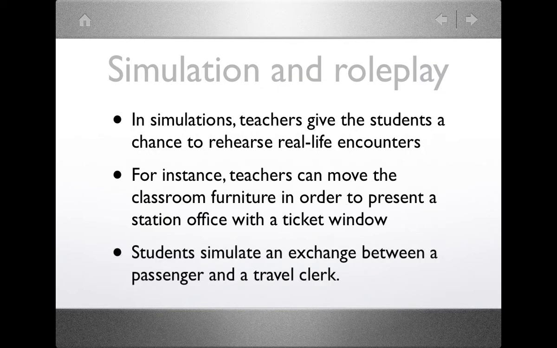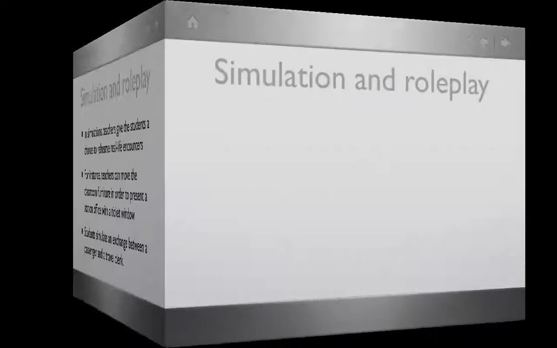Students simulate an exchange between a passenger and a travel clerk. Simulation, okay? One is the passenger coming to the station agency or office, and says, I want a ticket, can you give me a ticket? Where are you going? I'm going to this. What time would you like to leave? And so on. Would you like class A, class whatever? So a kind of dialogue takes place.